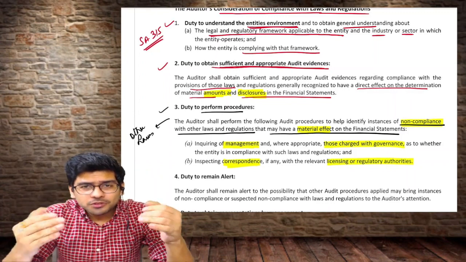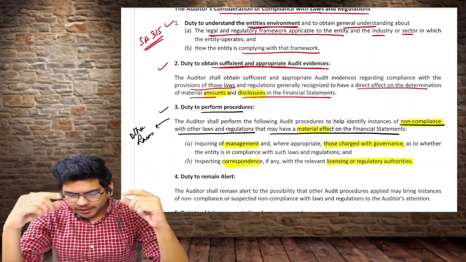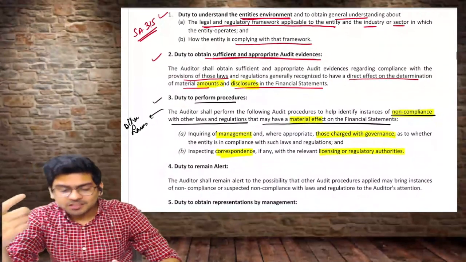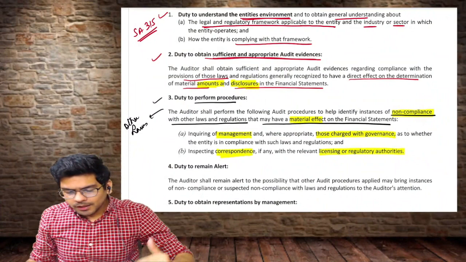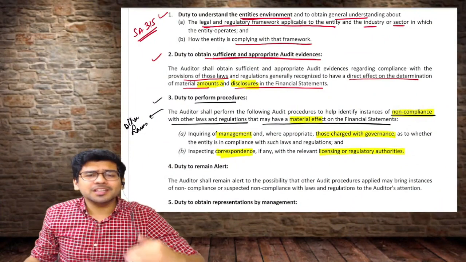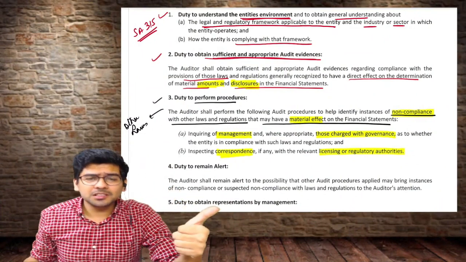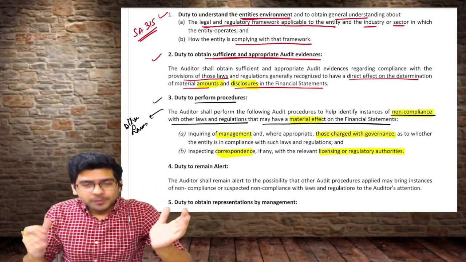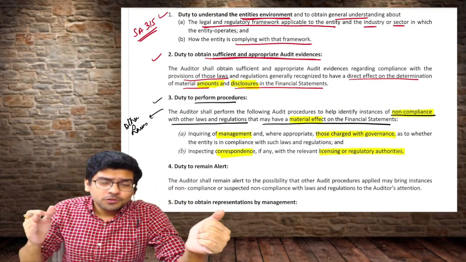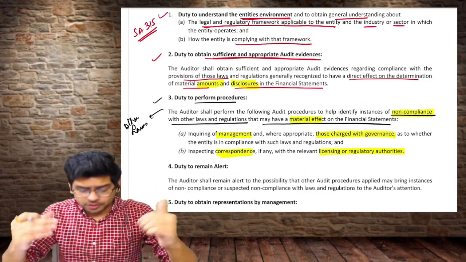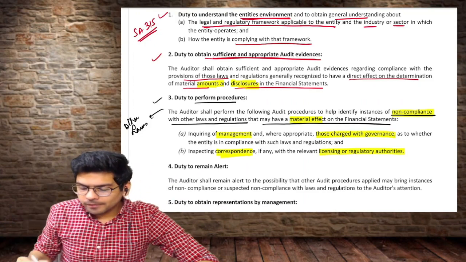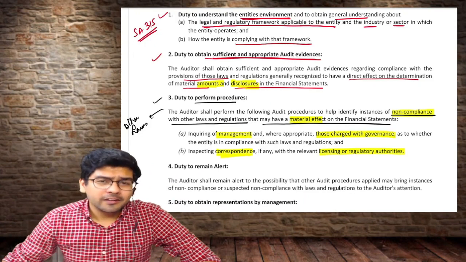So there are two procedures which I should be seeing. It says the auditor shall perform the following audit procedures to help identify instances of non-compliance with other laws. He shall be inquiring of the management and TCWG. Secondly, he might inspect. See the word inspect. Inspect means when you check a document. It is called inspection. So inspecting the correspondence from whom? From the relevant licensing or regulatory authority.